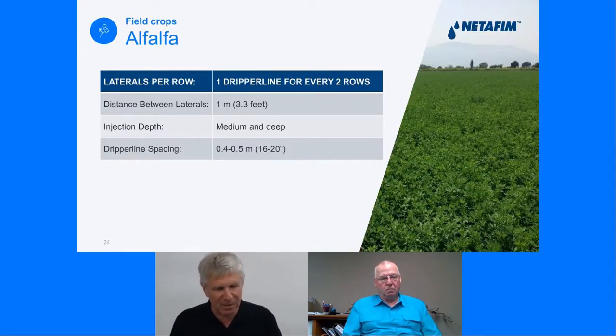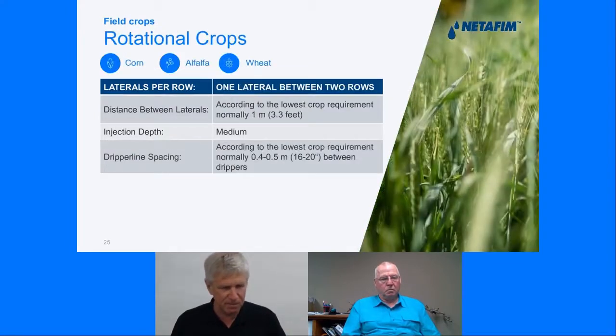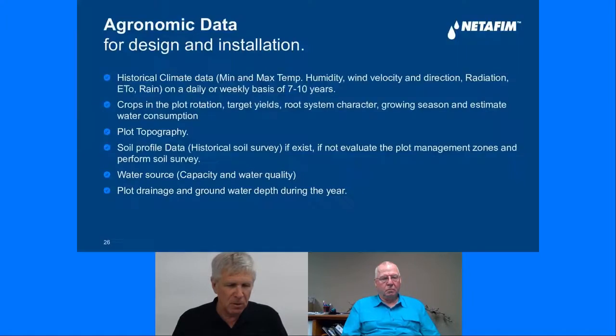Alfalfa, again, 1 meter. In some very sandy soil, we shall reduce the distance to 0.8 meter. Injection depth will be medium to deep. Spacing, 0.4, 0.5 meters. This is the idea. And if we're speaking about a rotational crop, normally we determine the distance between the laterals according to the lowest crop requirement. If we are speaking about corn, alfalfa, wheat, normally we shall put it at one meter distance. Injection depth will normally be medium to deep, and dripper line spacing is between 0.5 to 0.4 meter.